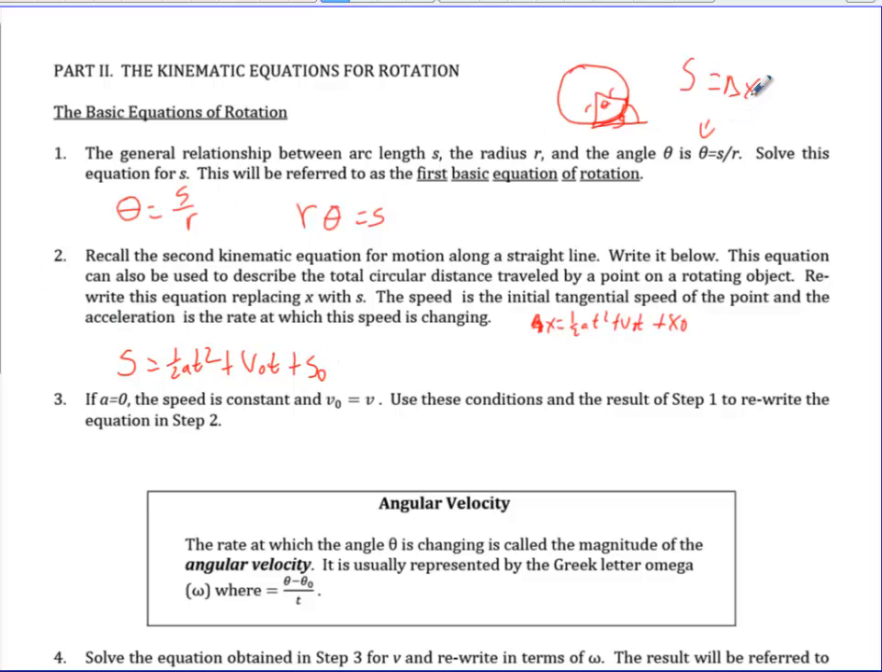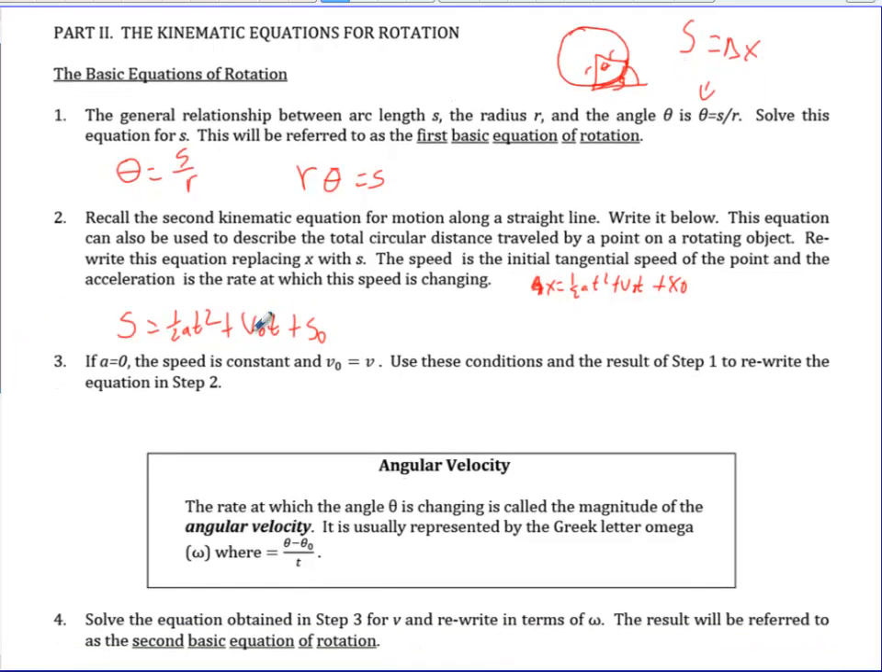Okay, so just like I said up here, this distance that something is moved along the edge of a circle, we can use s instead of x. If a equals 0 and then v equals v naught, because there is no acceleration, we use these conditions and the result of step 1 to rewrite the equation in step 2. So remember, we can replace s with r theta, and we're going to say the acceleration is 0, and so v is just constant. So what I get is r theta equals vt plus r theta naught.